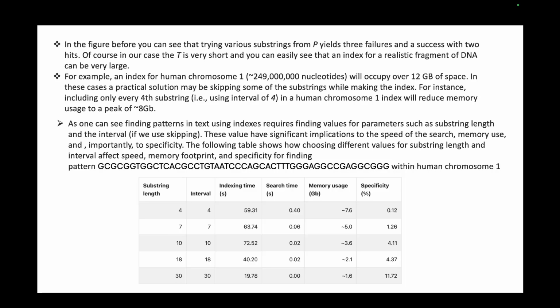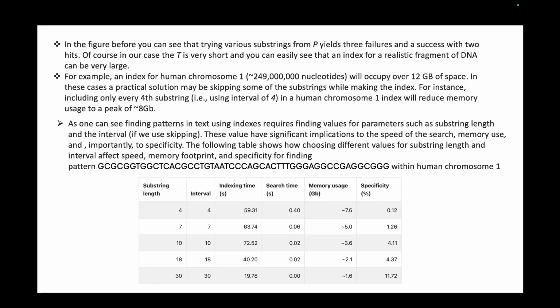So both indexing and storing will require space, a lot of space, and also a lot of time as well. Realistically speaking, it can be very large. For example, for human chromosome 1, which has around 249 million nucleotides, it will occupy slightly over 12 GB of space if you do indexing like this.